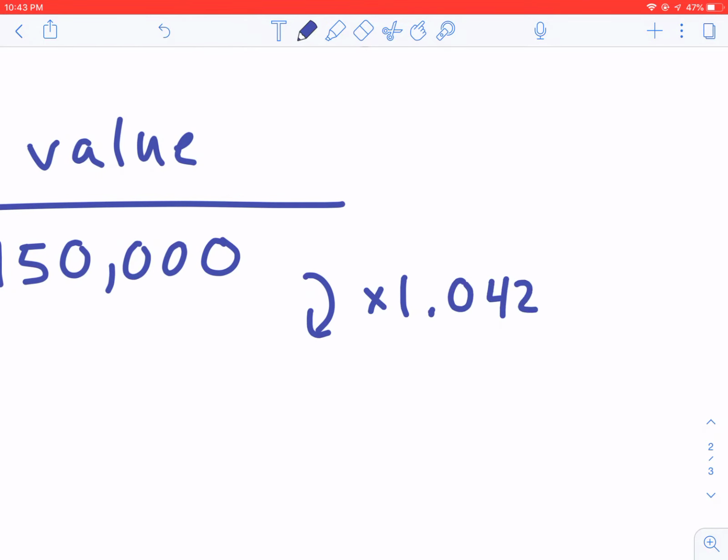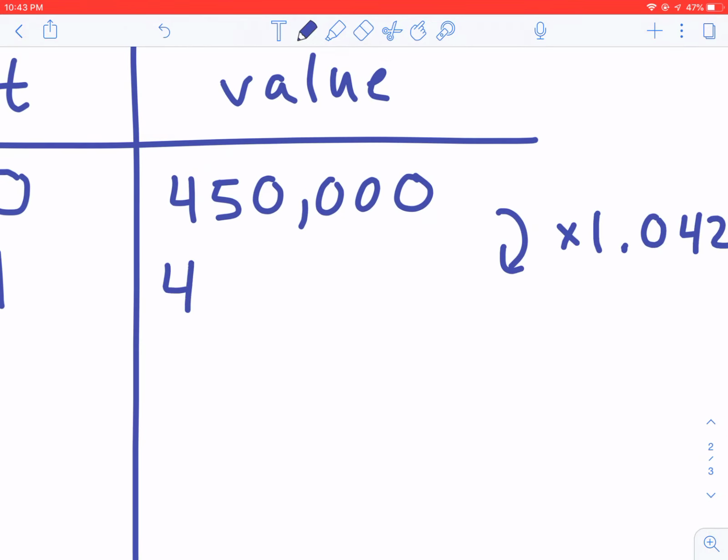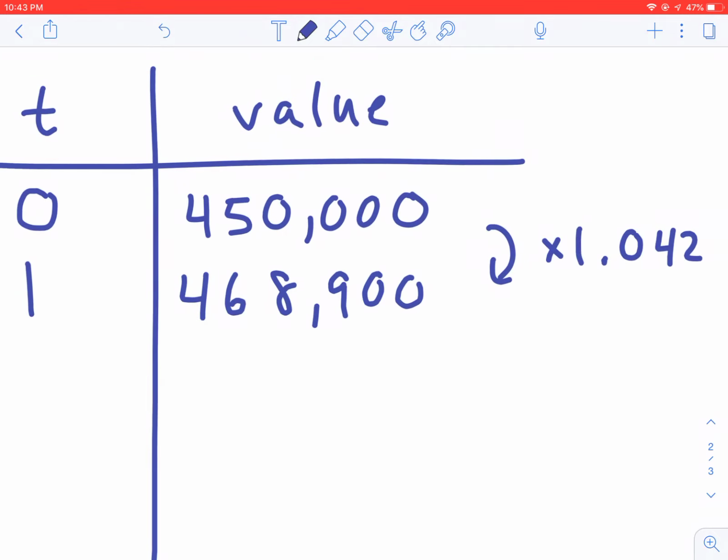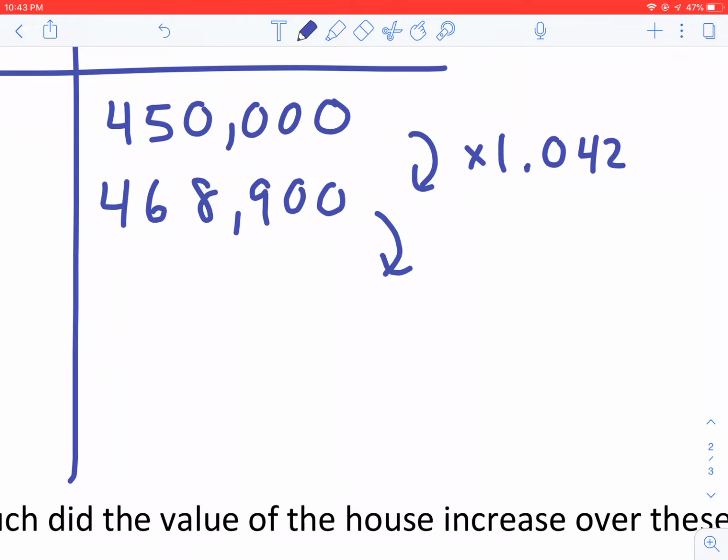And hold on, what is that equal to? Let me type this in. 450,000 times 1.042. That is 468,900. Multiply by 1.042 again, and that's going to be the price after 2 years. And that is 488,594.